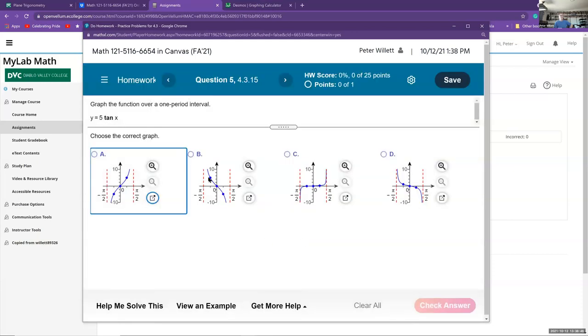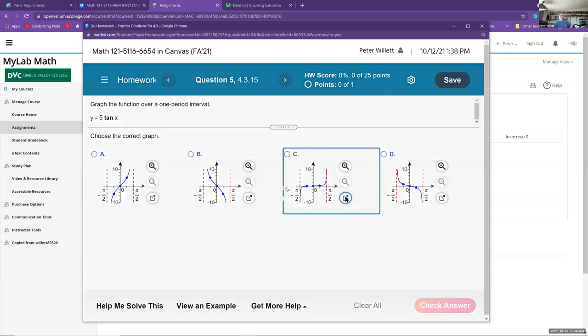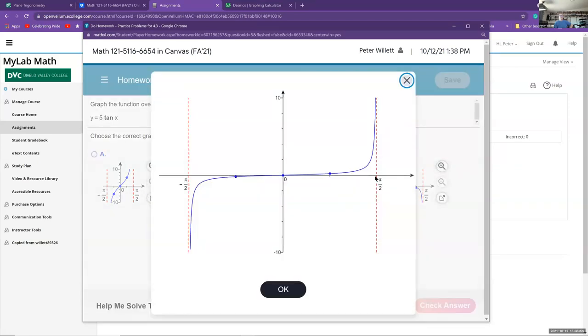The second graph has been flipped upside down, so I know it's not that one. But what if I look at C? That has pi over 2 and negative pi over 2. But what we see with C is that when we went to the pi over 4 value, it's got a teeny little value. I think what they did is they divided by 5, to see if you chose to divide by 5. But if I take tan of pi over 4 and get a 1 and multiply by 5, it should be up at the 5 value, not down at this teeny value.